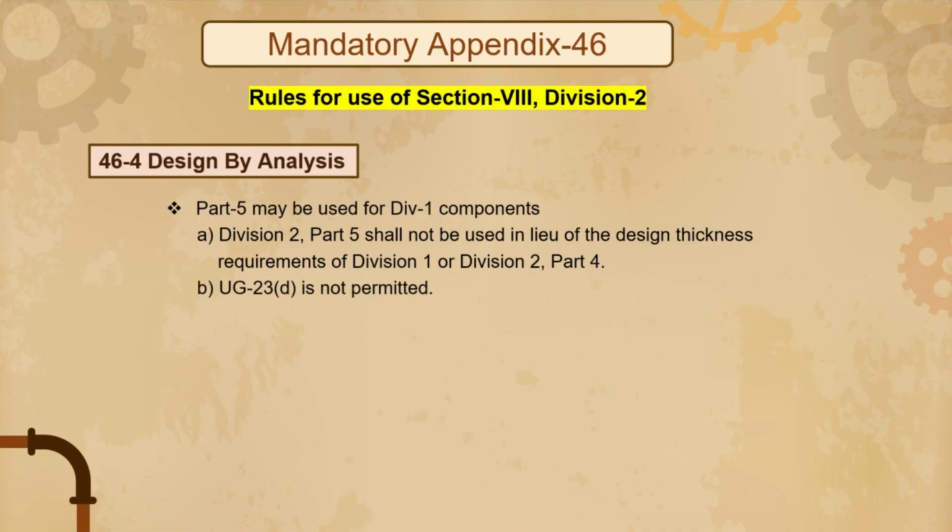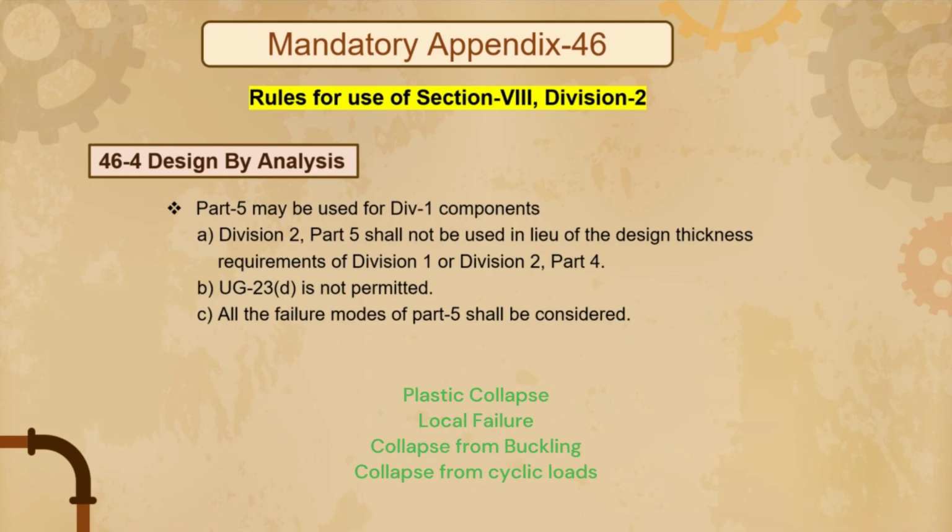And UG23(d) is not permitted. I already told you about UG23. And all the failure modes of Part 5 shall be considered. So how many failure modes are there in Part 5 design by analysis? There are 4 failure modes, guys. One is plastic collapse. Second one is local failure. Third one is collapse from buckling. And fourth one is failure due to cyclic loads. All the 4 failure modes we need to consider if you are designing your component by the design by analysis method. I hope you got this point.